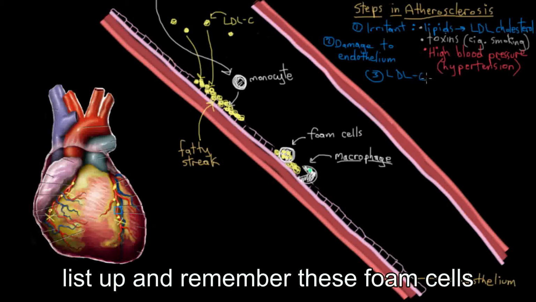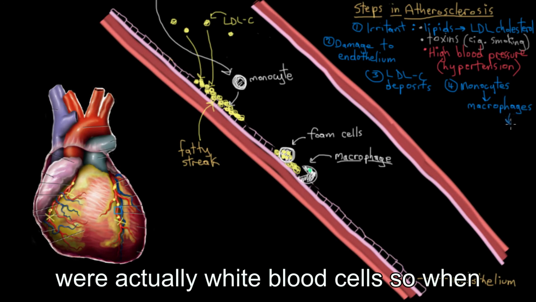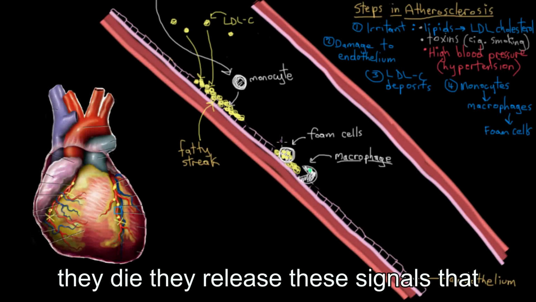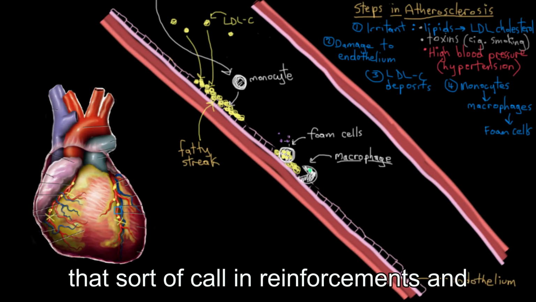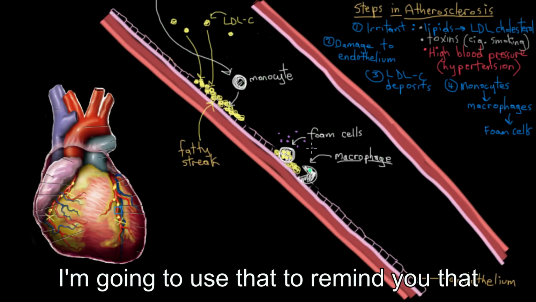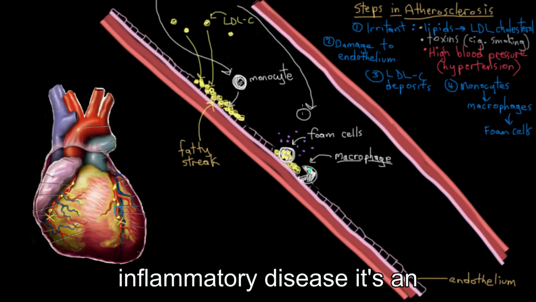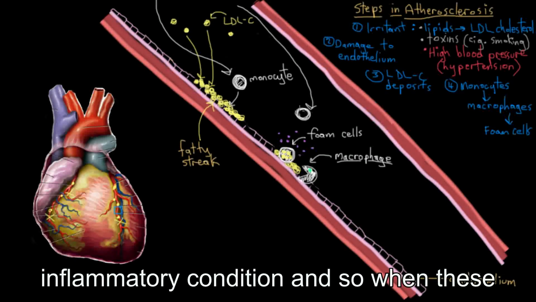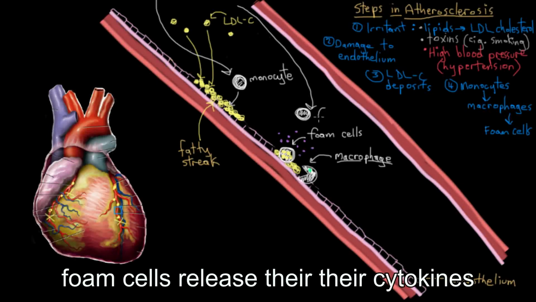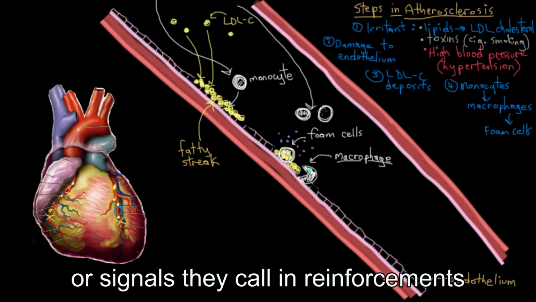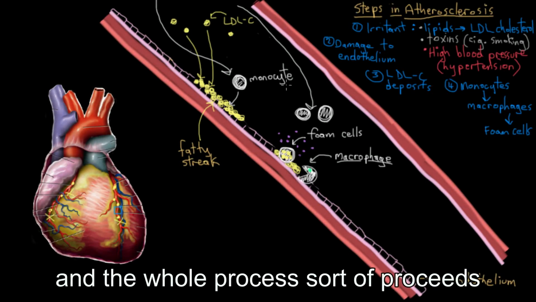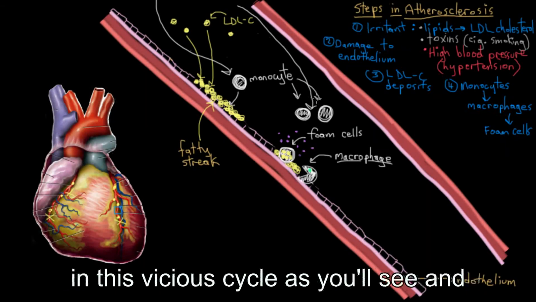So let's catch our list up. And remember, these foam cells were actually white blood cells. So when they die, they release these signals that sort of call in reinforcements. And I'm going to use that to remind you that atherosclerosis is primarily an inflammatory disease. It's an inflammatory condition. And so when these foam cells release their cytokines, their signals, they call in reinforcements, and the whole process sort of proceeds in this vicious cycle, as you'll see.